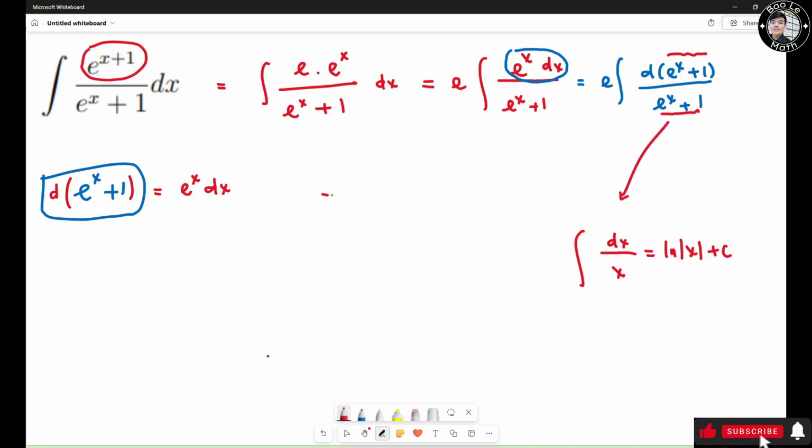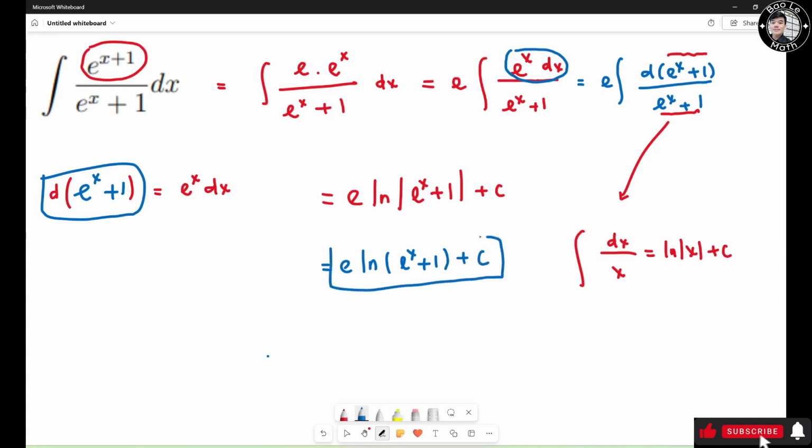So it turns out to be e times the natural log of the absolute value of (e^s + 1) plus c, right? Now, since e^s is a positive number, and if you add 1, it's always positive, right? So you can remove the absolute value sign right here without changing anything. So it turns out to be e times the natural log of (e^s + 1) plus c. This one is the final answer.